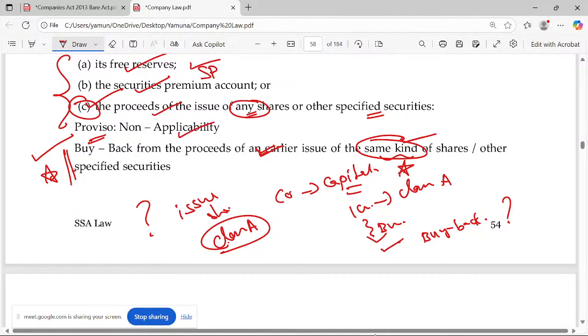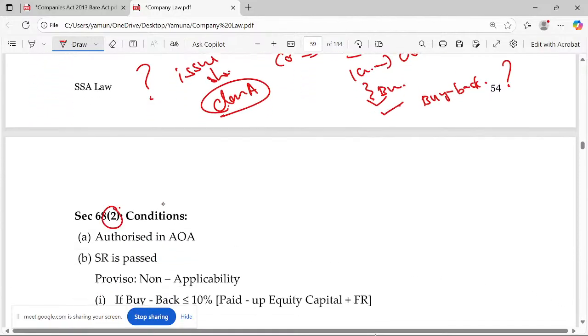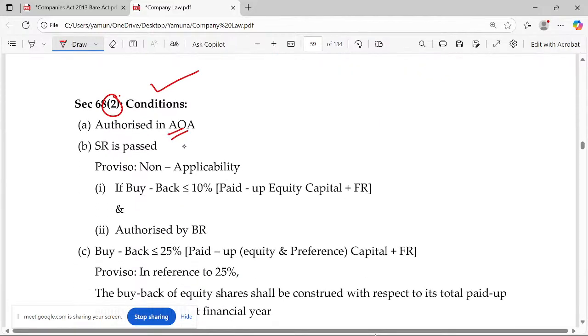Provision, condition. With respect to subsection 2, what are the other conditions that should be there? It should be authorized in the articles of association. If not, what do you do? If not, amend. Amending is very easy. It should be there in the articles of association. Okay, let me go for this discussion.